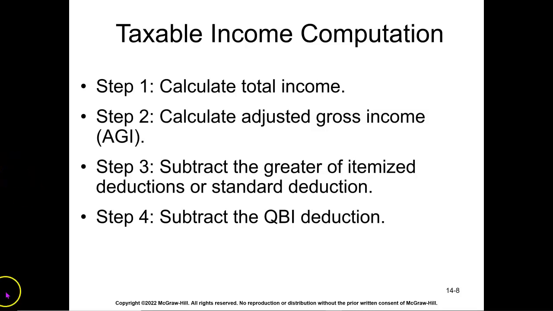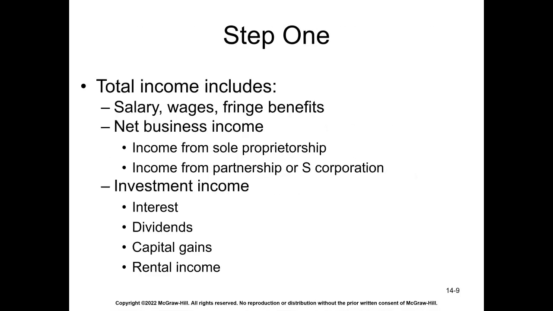So let's start looking at step 1 here together. So step 1 is going to be total income. Calculate total income. It's going to include things such as salary, wages, fringe benefits, if they're taxable, net business income, which could be income from your sole proprietorship, or income from what they call a pass-through entity, so partnership or S corporation. It's also going to be investment income, so more of your passive income. That's going to be things such as your interest or dividends, capital gains, and rental property income.